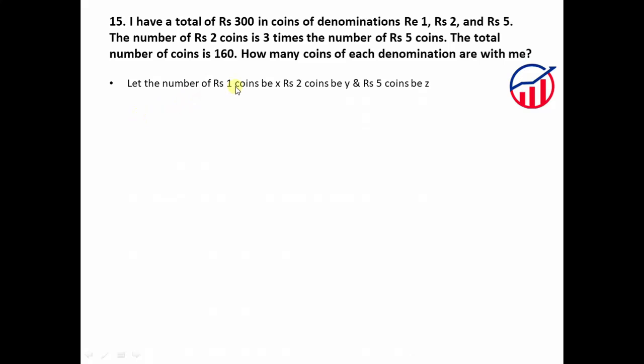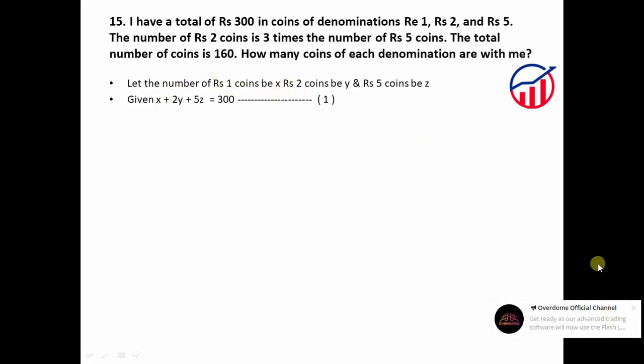So let's say the number of rupees 1 coins be x, rupees 2 coins be y, and rupees 5 coins be z. What we have been given: I have a total of rupees 300 in coins of denomination 1, 2 and 5. So denomination 1 has value 1, so you have x plus, denomination 2 is y, so 2 into y, and denomination 5 is z, so 5 into z is 300. So this is our equation 1, given information.